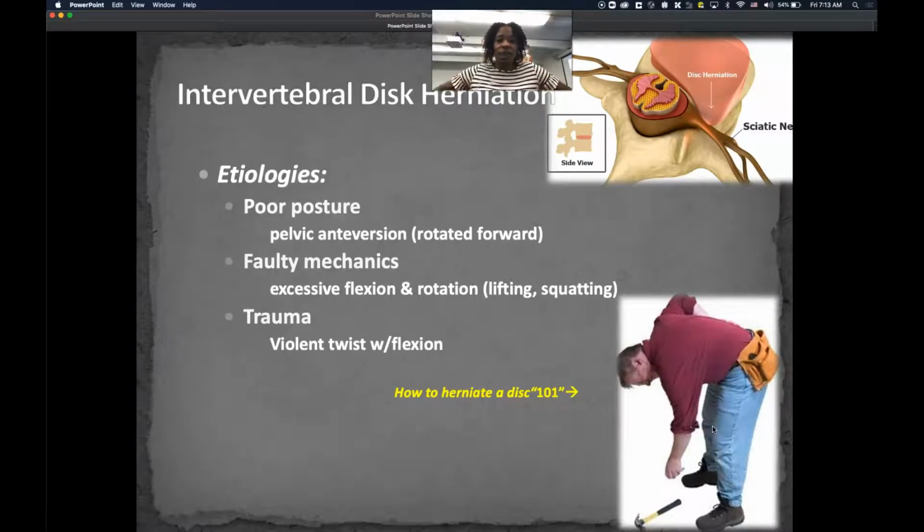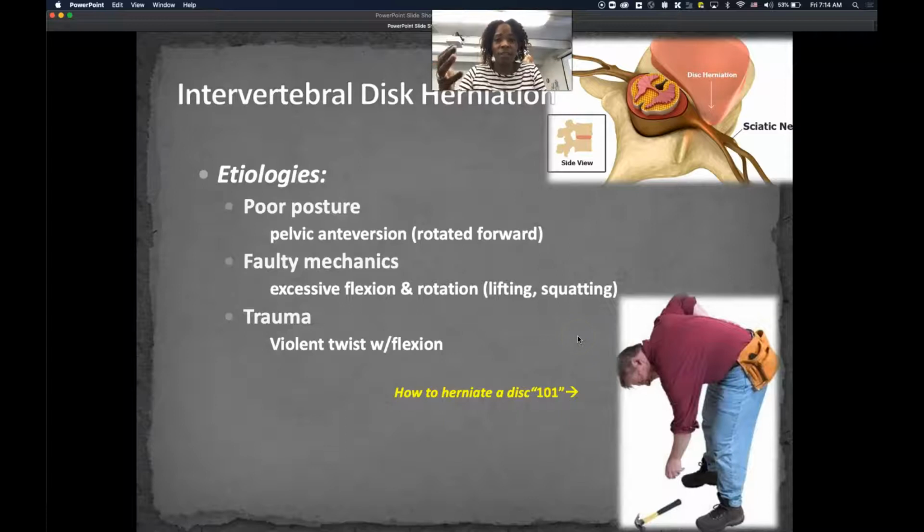It's because either they just don't have a strong core, and so then the disc is taking over, right? The disc is absorbing more of the shock than it should because they don't have the strong core to stabilize, right? And so then the disc just kind of gives way. You can also have a disc injury as a result of a traumatic injury, right? So literally, if you think about pole vaulters, for example, when they go up and they pivot and they go over the bar, a lot of times you'll see that kind of violent twist, and then as they're going down from the bar, you'll see them flex and rotate to not hit it. And so you'll see pole vaulters a lot of time will suffer from this particular pathology.